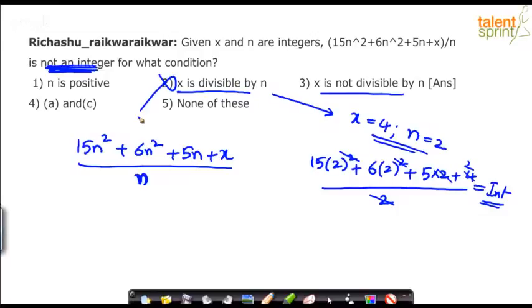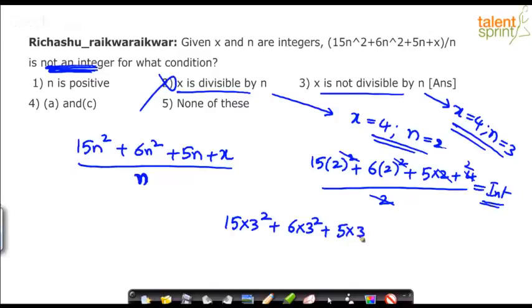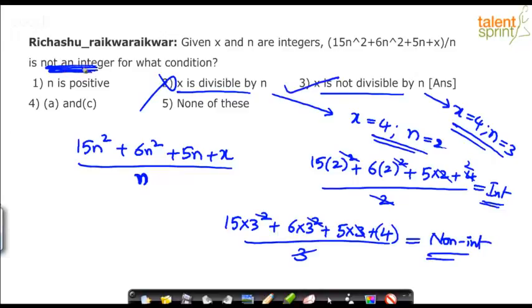Check option 3. X is not divisible by n. Let's take n equals to 3. Then what happens? Let me not confuse you, I'll write it separately. Going by option 3, we can say x equals to 4, n equals to 3. Now substitute. So 15 into 3 cube, 3 square, plus 6 into 3 square, plus 5 into 3, plus x 4 divided by n 3. Now here again you see 3 cancels all the first 3 terms, but 4 will not be divisible by 3. Since 4 is not divisible by 3, it will be a non-integer. And hence that's your answer. Option 3 is your answer, because we want it to be not an integer, right? It is not an integer when x is not divisible by n.